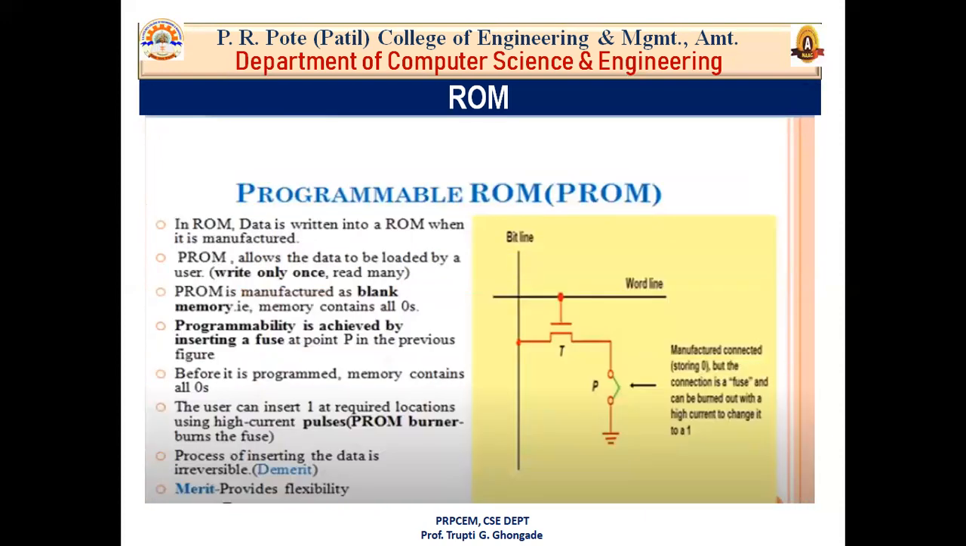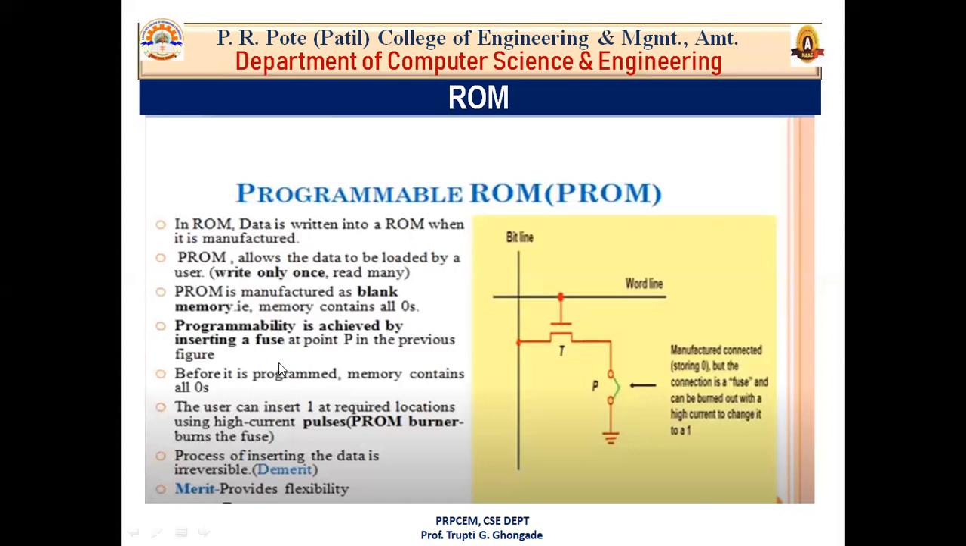So when PROM is manufactured, it is a blank memory. That means it contains only value 0. But the user can also write the data to the PROM memory cells. That time the user will store data in the form of logical 1. But the user can write only once and read as many times as he wants. So it can be written in a cell only once, and it can be read as many times as you want, but written only once.